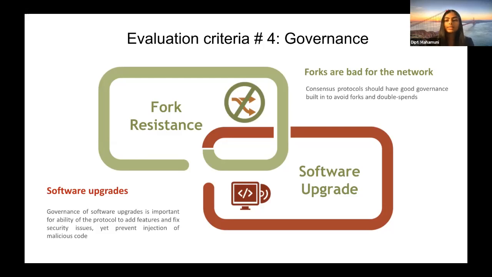And another aspect of governance of a consensus algorithm is software upgrades, or how the algorithm itself is updated. The algorithm needs to be updated from time to time to make security changes, add new features, fix bugs, or make performance improvements.